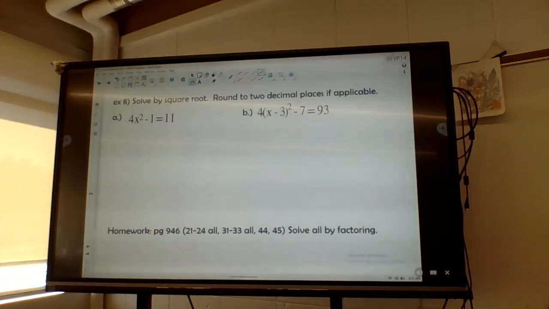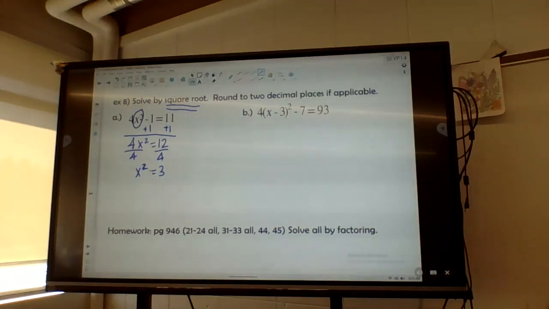Okay. So our first one is the square root without the parentheses. So we're just going to isolate the squared. And it tells us to solve by square root. And again, on the test, it will look like this, where it'll tell you to solve by square root. So you don't have to determine which type to use. It'll tell you to use that. So we're going to get that x squared alone. So we're going to move the 1 over. Then we're going to divide by 4. And so I get x squared equals 3.